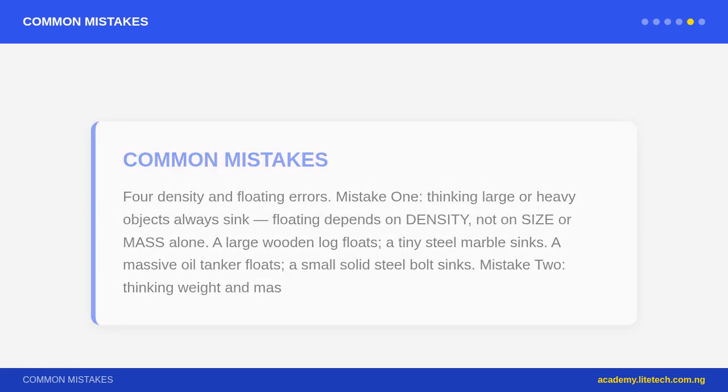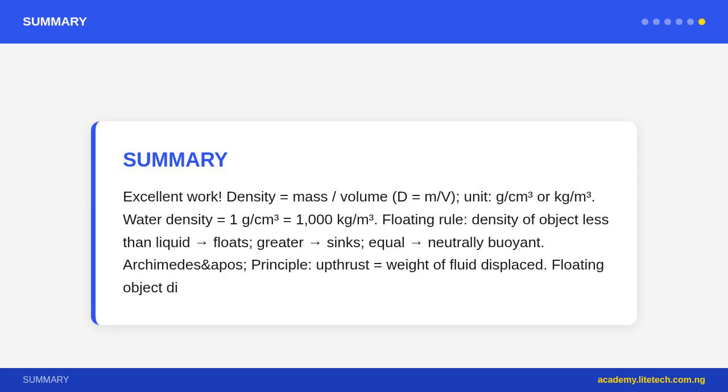Mistake 2. Thinking weight and mass are the same. Mass is the amount of matter, in kg, measured with a balance. Weight is the gravitational force on the mass, in N. W equals mg, measured with a spring balance or scale. They are related but different quantities with different units.